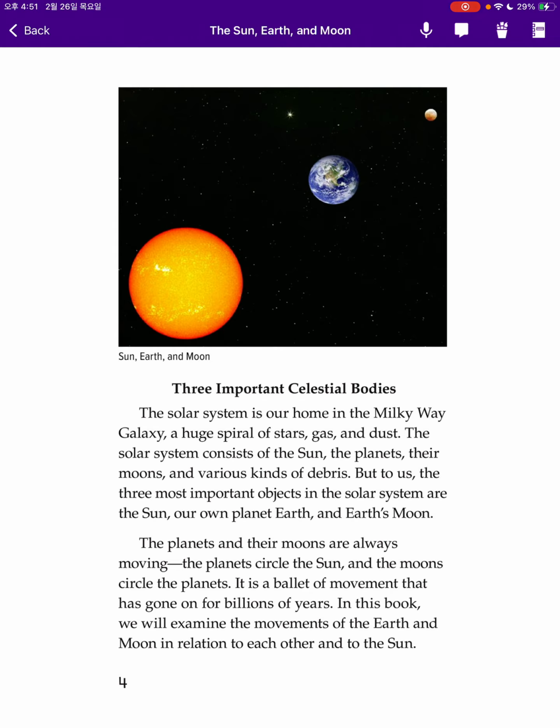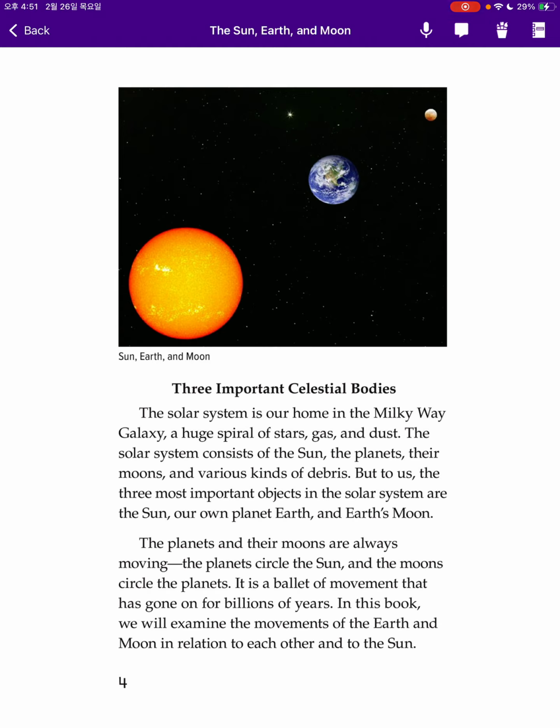Three important celestial bodies. The solar system is our home in the Milky Way galaxy, a huge spiral of stars, gas, and dust. The solar system consists of the Sun, the planets, their moons, and various kinds of debris. But the three most important objects in the solar system are the Sun, our own planet Earth, and Earth's moon.